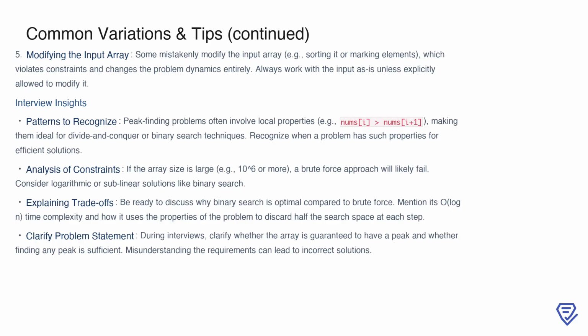Now, from an interview perspective, there are a few key insights to keep in mind. Peak finding problems often rely on local properties, such as comparing nums[i] with nums[i + 1], which makes them perfect for divide and conquer or binary search techniques. Recognizing these patterns can guide you toward the most efficient solution.